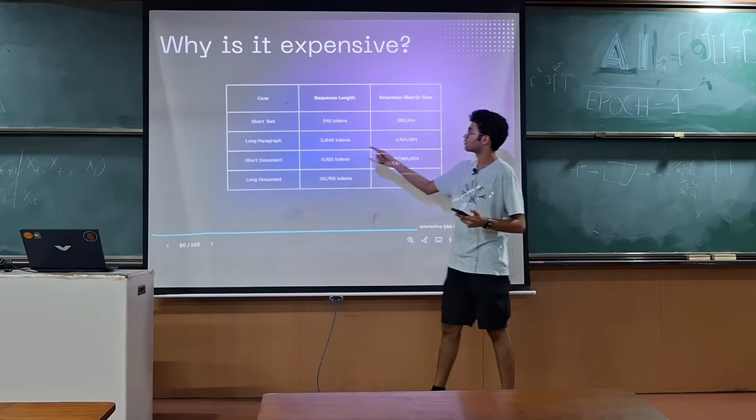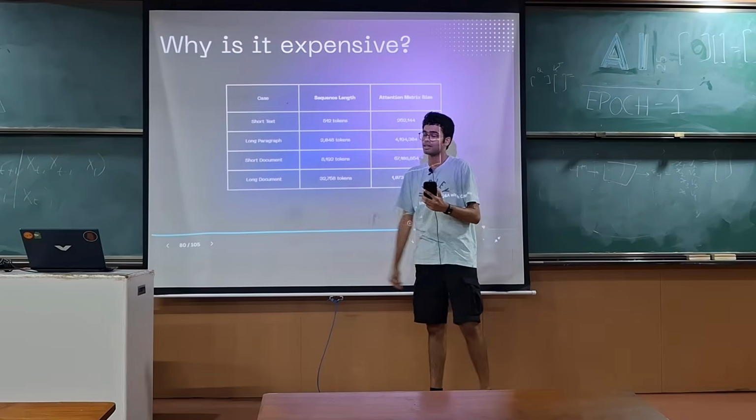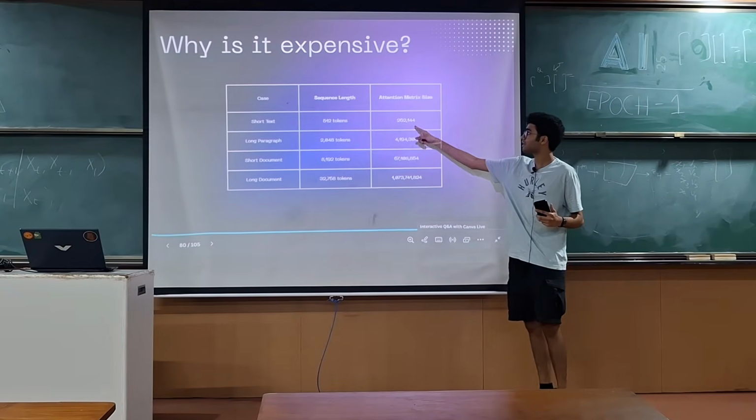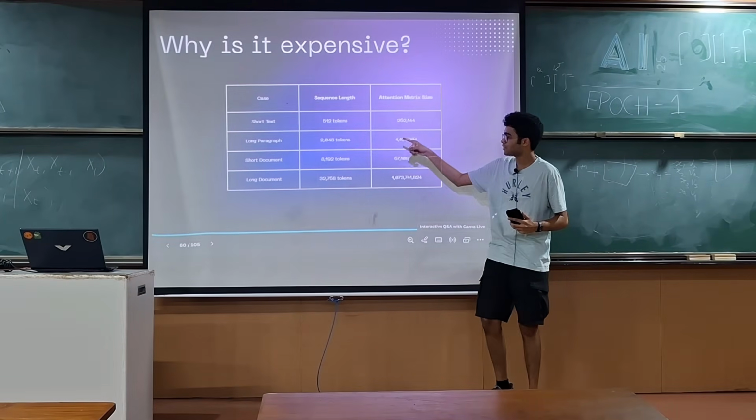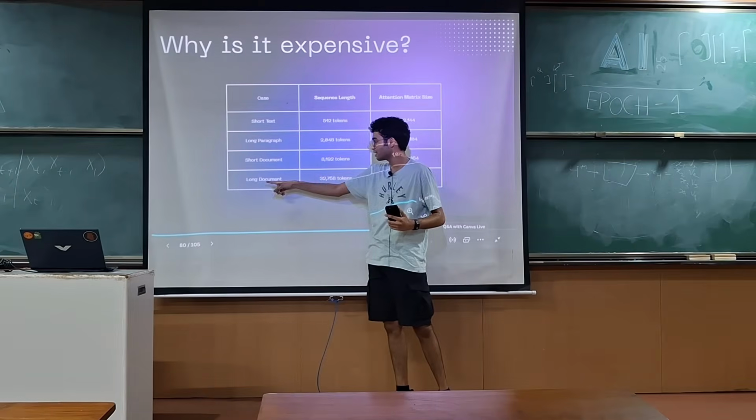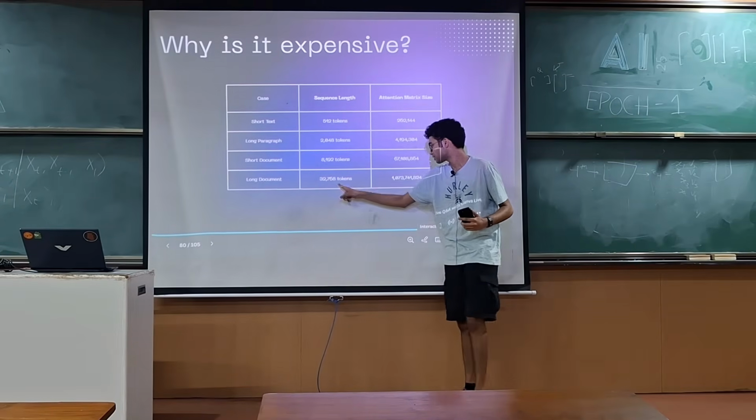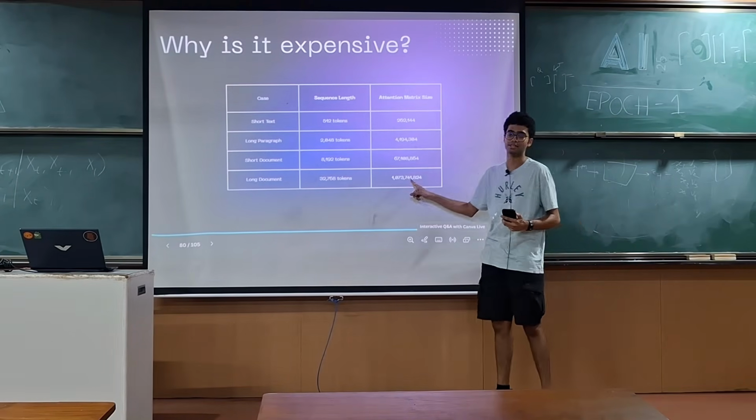So let's take an example. For example, you have a short text on WhatsApp. It has 512 tokens. That means we have an attention matrix of this size. And you can see how for a really long document, 32,000 tokens, we get a matrix size of 1 billion.